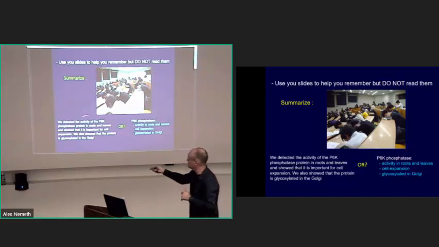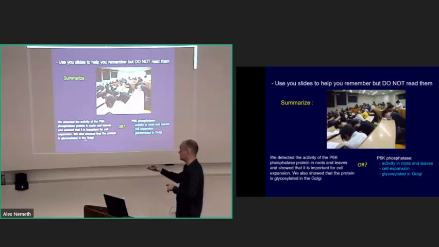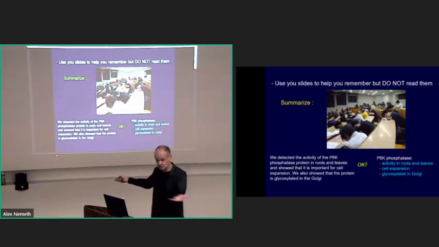So I've given an example here. In this case, I will read it. We detected the activity of a P6K phosphatase protein in roots and leaves and showed that it is important for cell expansion. We also showed that the protein is glycosylated in the Golgi. Now, you can read this and tell those results to the audience, and by the time you get to this, they'll have read it all.